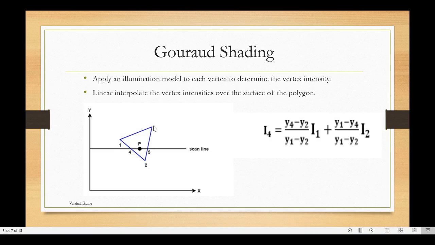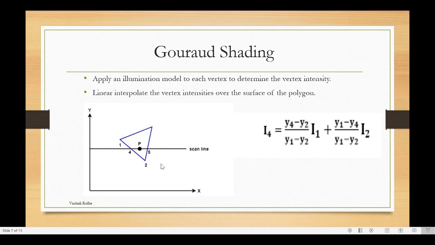For example, this vertex is 3. So after getting the intensity at vertex 3 and 2, we can find the intensity at 5 by using a similar formula. Once we got the intensity at 4 and 5, now we can calculate the intensity at point P, which is lying on the same scan line.